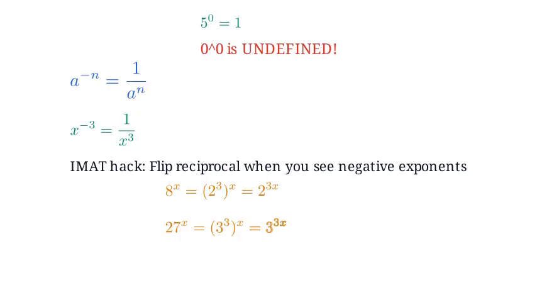The IMAT loves prime bases. When possible, rewrite everything in prime bases. Example, 8 to the x equals (2 cubed) to the x equals 2 to the 3x. Another example, 27 to the x equals (3 cubed) to the x equals 3 to the 3x. Whenever you see 4 and 8 together, convert to base 2. When you see 9 and 27, convert to 3. Make it prime to add exponents easily.